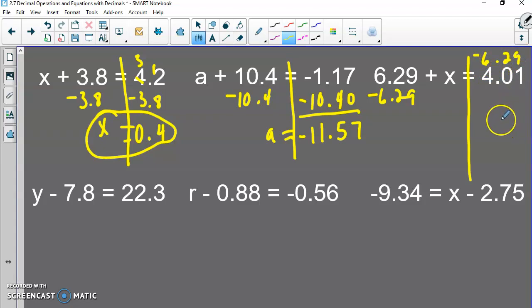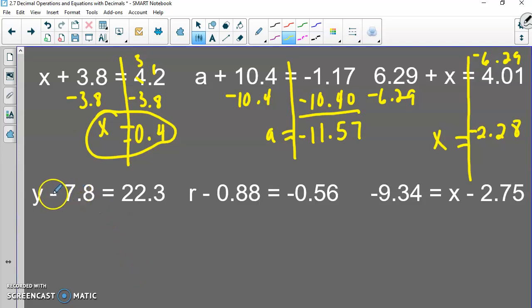9 minus 1 is 8. That's going to be 2. Bring down the decimal. That's going to be 2, and it's negative because the biggest number is negative. I didn't give myself room for that. And then bring down the x, and there's my answer, negative 2.28. And this is okay. It really helps us if we're subtracting. We want to make sure the biggest number is on top.